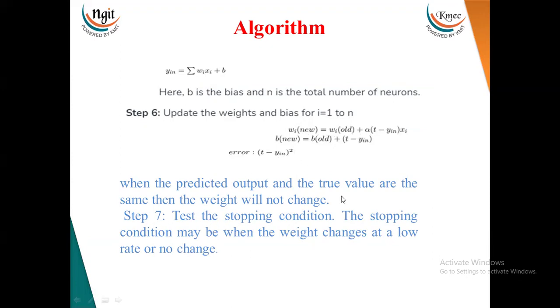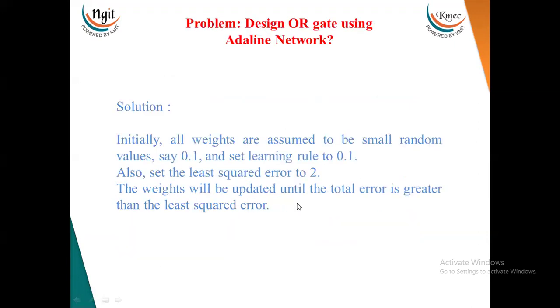So finally, if the predicted output is the same, then the weight will not change. Otherwise, you have to change the weights. The stopping condition will be reached when the weight changes at a low rate or there is no change. So this is the thing I told you. Now we'll do one simple example.